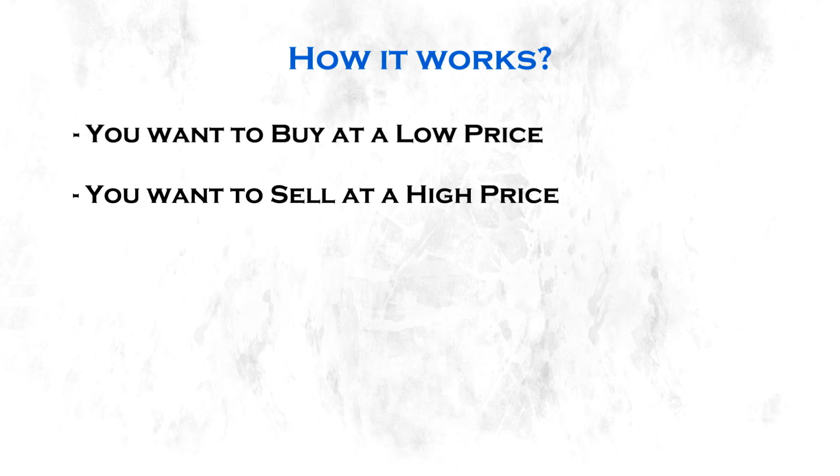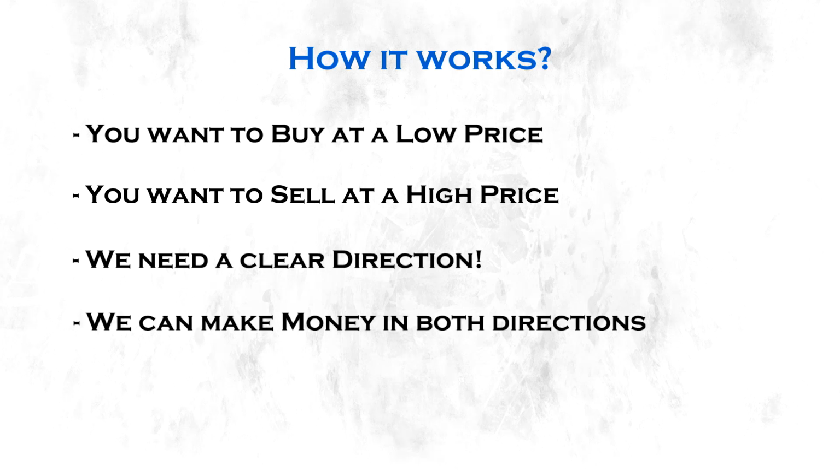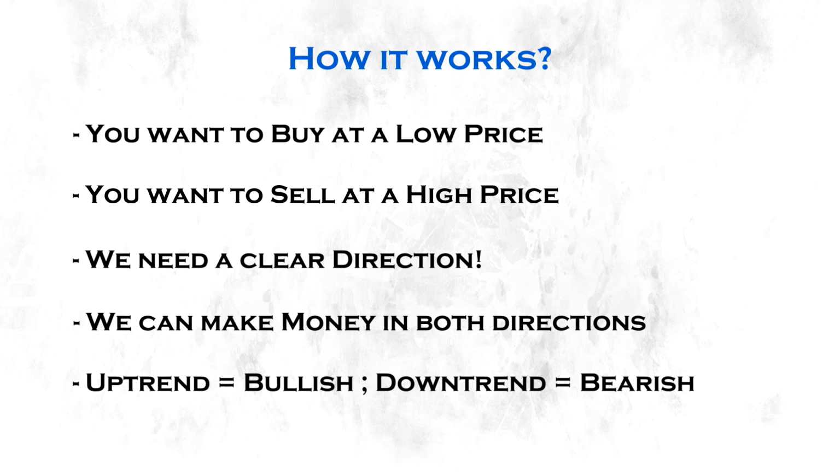No one will ever know for a fact what price will do, so you have to have a way to control risk. And in order to make money with Forex, we need a clear direction. The market has to move up or down, and we can make money in both directions if we are right. So when the market is trending upwards, we call it a bullish market. And when it's moving downwards, we call it a bearish market. That's all you need to know about how the markets work for now.